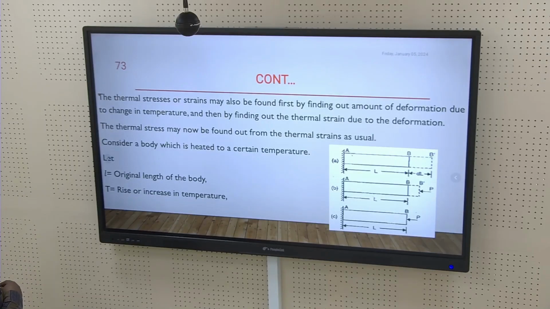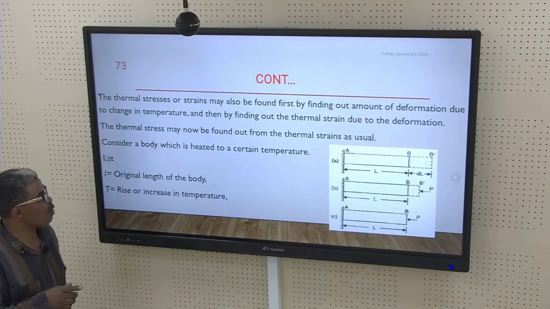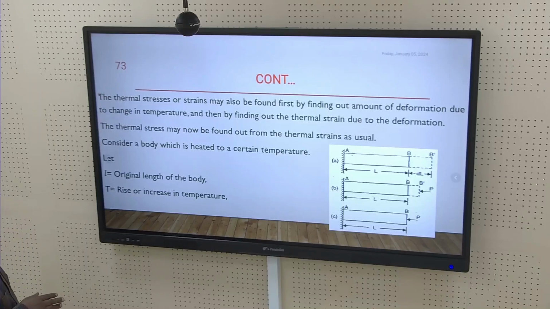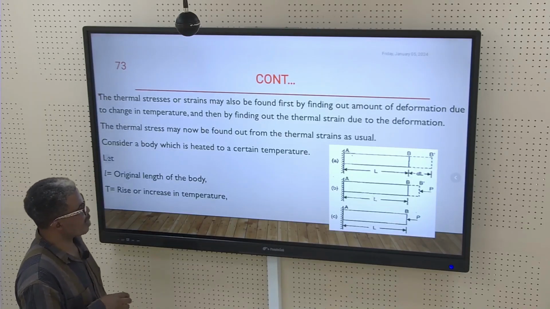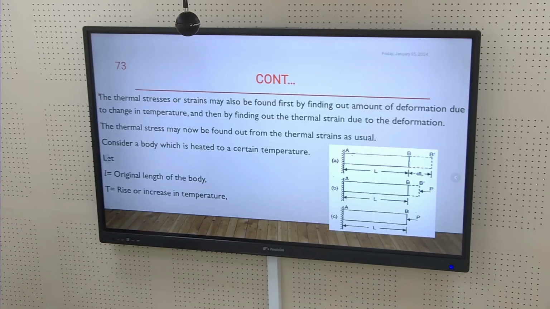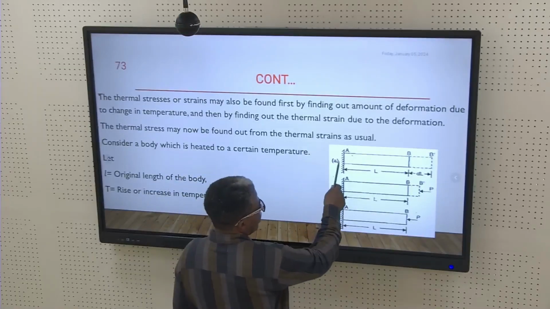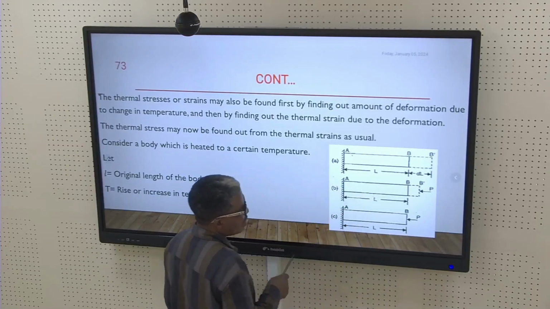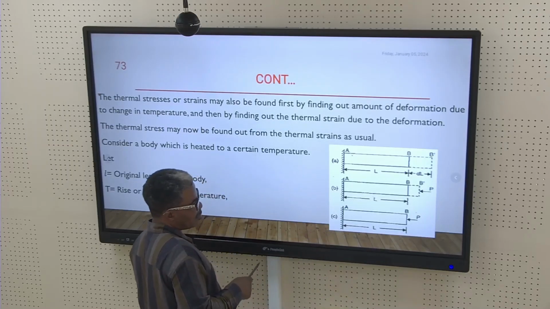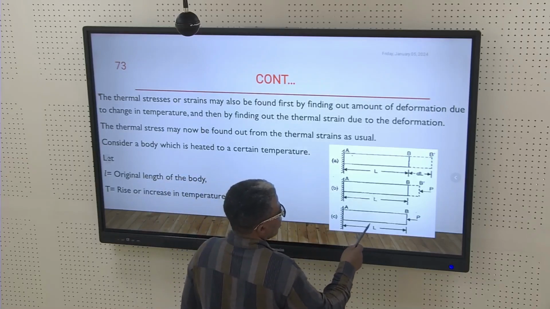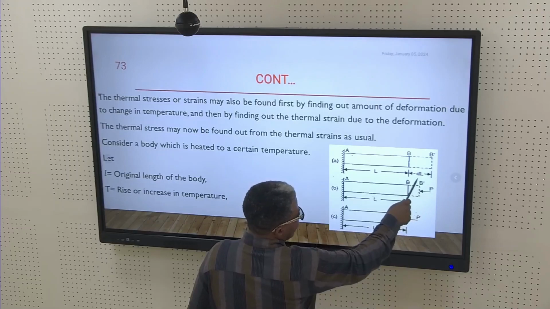Thermal stresses or strain may also be found by first finding out the amount of deformation due to change in temperature, and then finding out the thermal strain from the deformation. The thermal stress may now be found out from the thermal strain as usual. Consider a body which is heated to a certain temperature. Let's say for our case, we have the object or the bar AB with the length L, but when it's subjected to some heat, the body tends to extend, with a change in L.